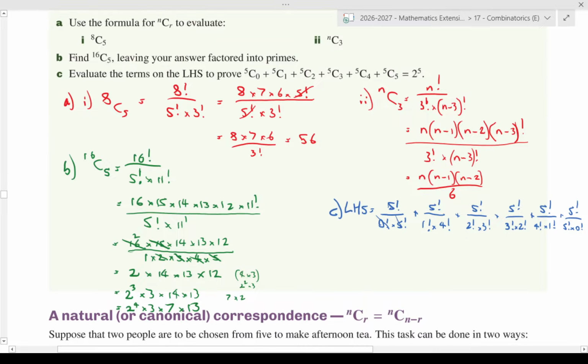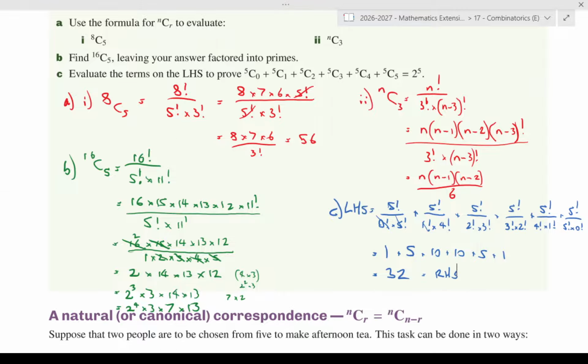That's one. That's one. So we've got 1. So 5 factorial over 4 factorial, if you remember that that's 5 times 4 times 3 times 2 times 1, you're going to end up with 5. This next one, you're going to end up with 10. Then 10. Then 5. Then 1. So what we're left with is 2032 as our final answer, which equals the right-hand side.